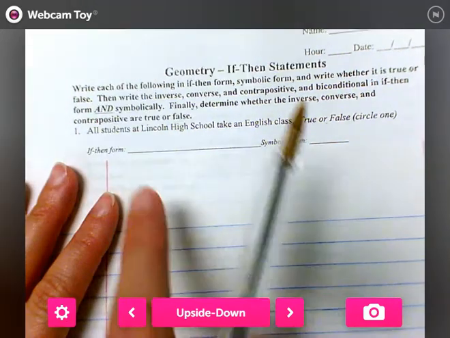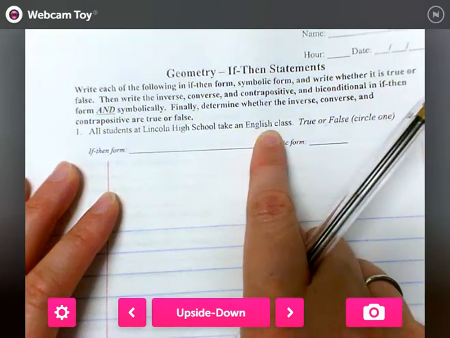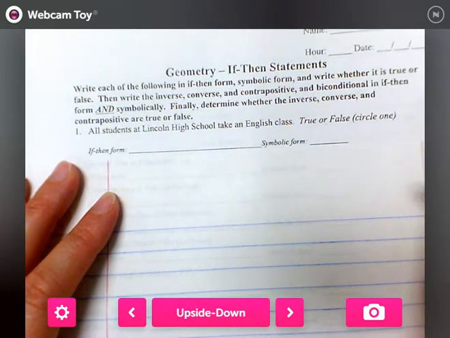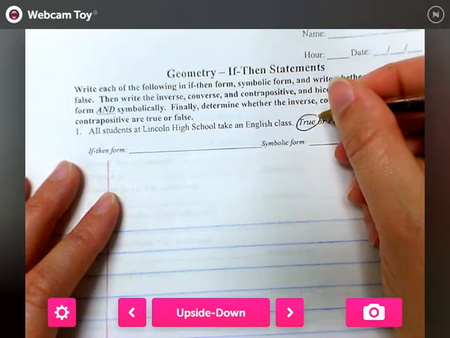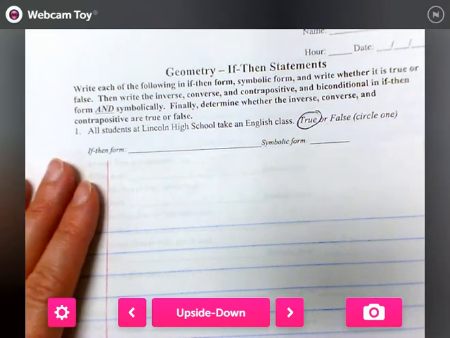Okay? All students at Lincoln High School take an English class. Is that true or false? True, they do. You have to. There's 4 years of English required. You have to take it.